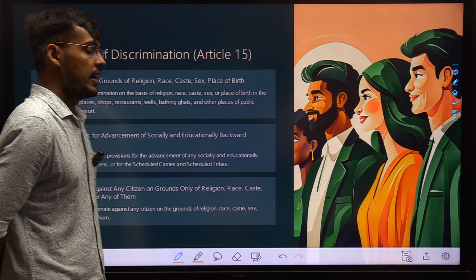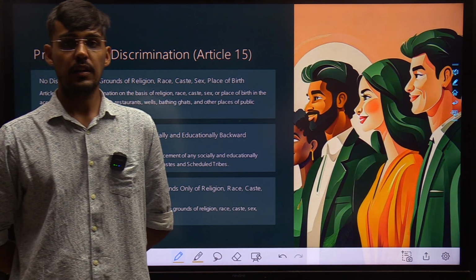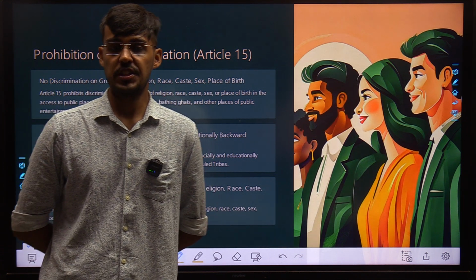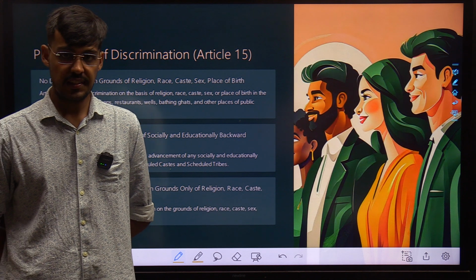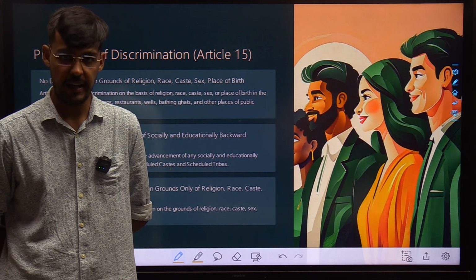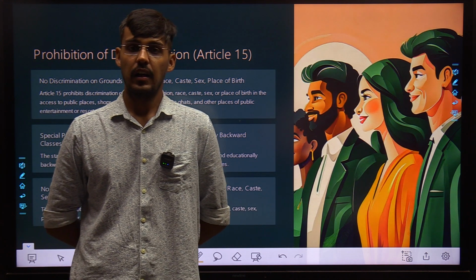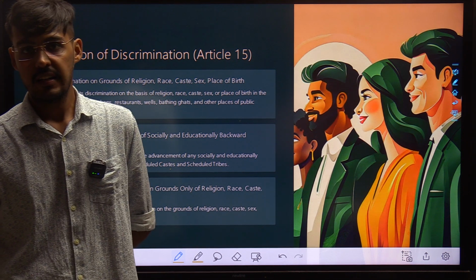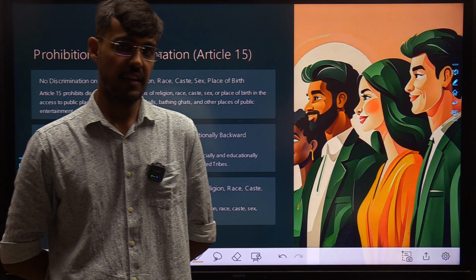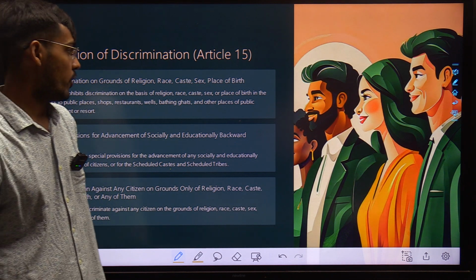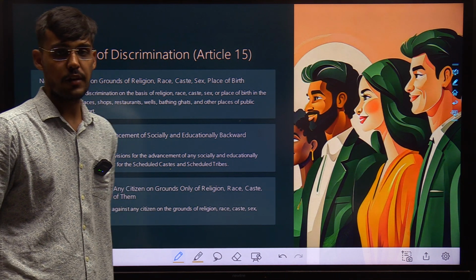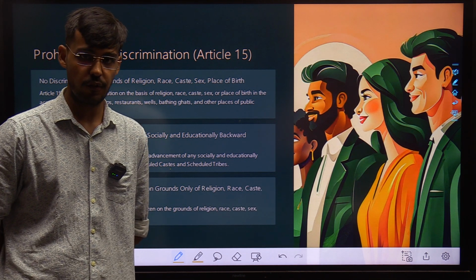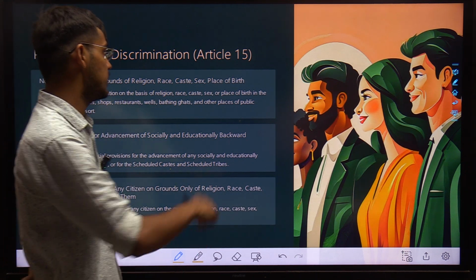The next is, under Article 15, we also find the concept of reservation. Article 15 talks about special provisions for SCs, STs, economically weaker sections and women. The state can employ certain methods to protect scheduled caste, scheduled tribe and economically weaker sections. So the concept of reservation finds its roots in Article 15 of the Constitution. It also finds its roots indirectly in Article 14 under equal protection of law, but more specifically Article 15(3).